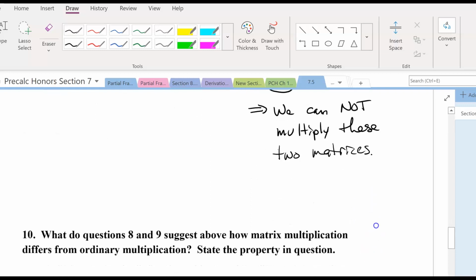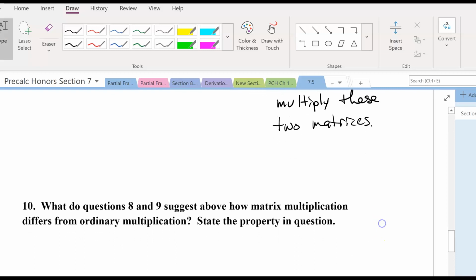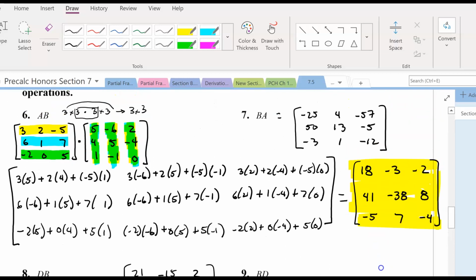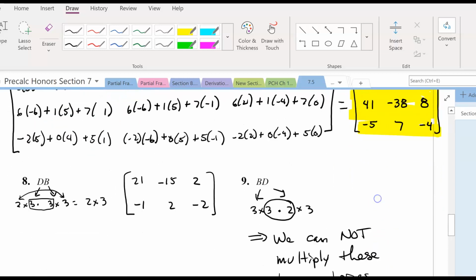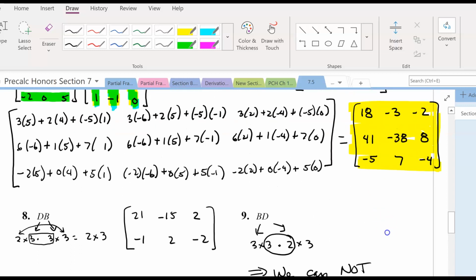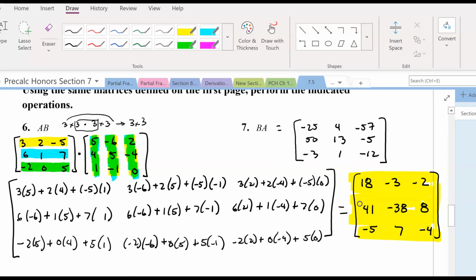Number 10, what do questions 8 and 9 suggest about how matrix multiplication differs from ordinary multiplication? So let's take a look at these two. So for 8, I could do D times B, but I couldn't do B times D. And actually, if we look at 6 and 7 also, I have A times B was this matrix, and B times A was this matrix, so you see that they're different.